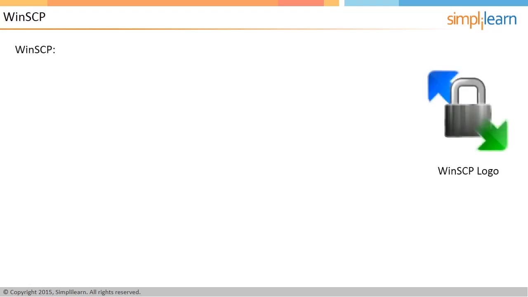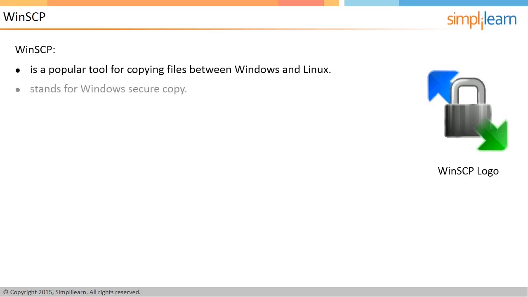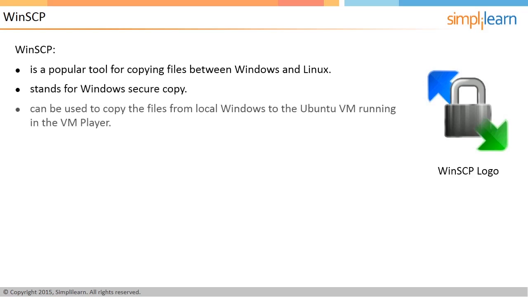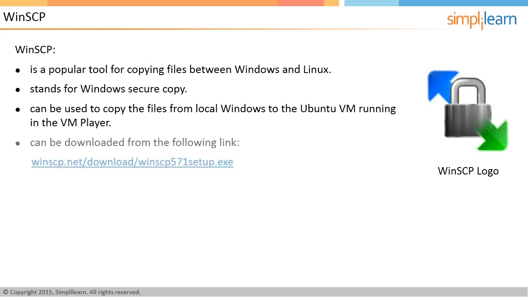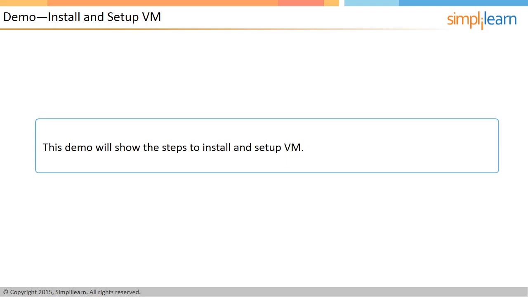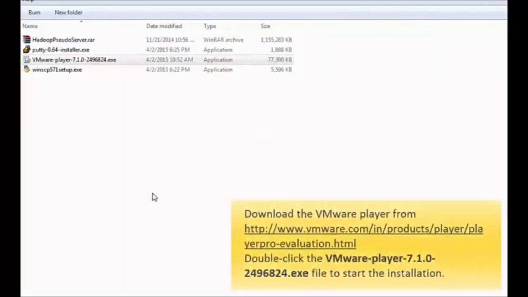This demo will show the steps to install Ubuntu Virtual Machine or VM and connect with PuTTY. Download the VMware Player from the given link and double-click the VMware-Player-7.1.0-2496824.exe file to start the installation. The installation wizard appears with the welcome screen of the VMware Player setup. Click the Next button to continue the installation process.